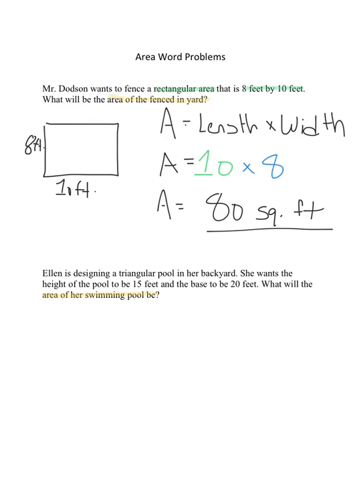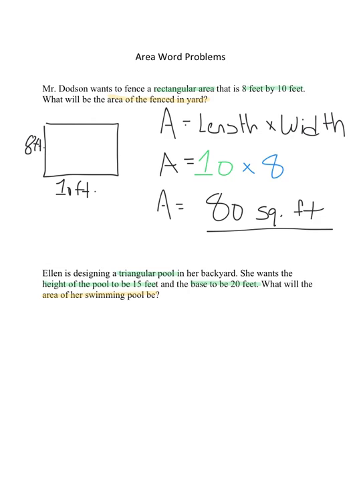What important information are we given? Well, first off, we're given the fact that it's a triangular pool. Not a rectangular pool, but triangular pool. That's going to be important to note. Then it's going to tell us the height of the pool is 15 feet and the base is 20 feet. So we know the height and the base, and now we're ready to solve.